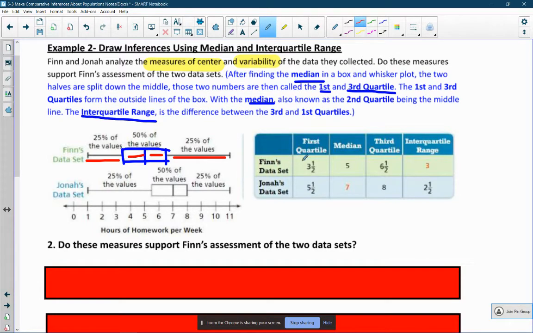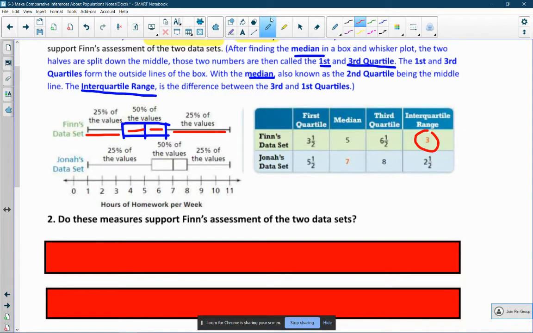Okay. So we're going to look at this little table here to the right. We have our quartiles, we have our medians, and we have an interquartile range. Remember, we said the interquartile range stood for how spread out the data is. We can notice Finn's data, when we subtract these, so 6.5 minus 3.5 is 3. 8 minus 5.5 is 2.5. And we see that this interquartile range, based on our subtraction, is bigger.